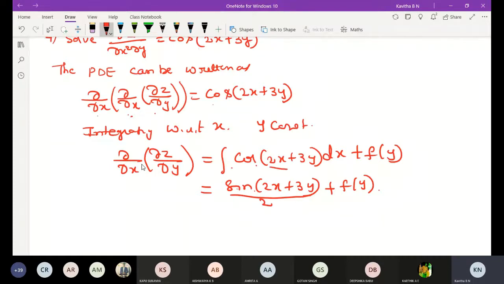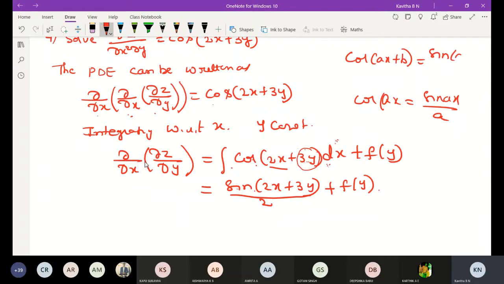Integration of cos is sine. Observe here, cos of ax is sine ax by a. Here 3y is a constant term because we are integrating with respect to x, and y is a constant. Cos of ax plus b, we are writing sine of ax plus b by a, where b is a constant term. So sine of 2x plus 3y by 2 plus f of y.